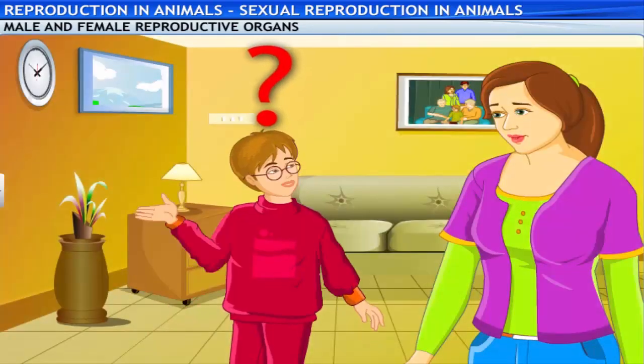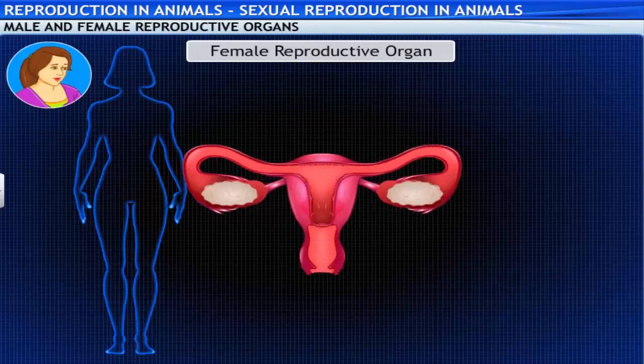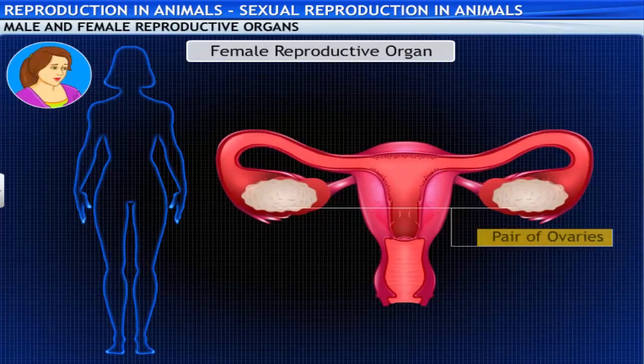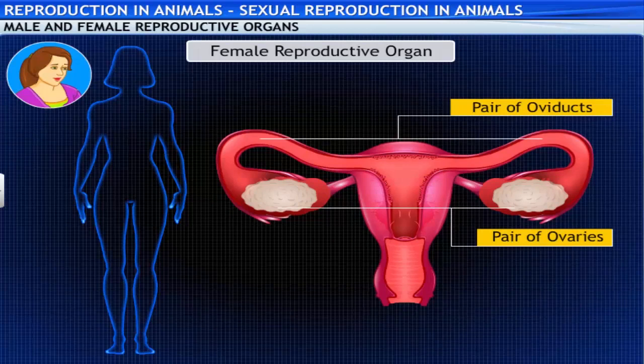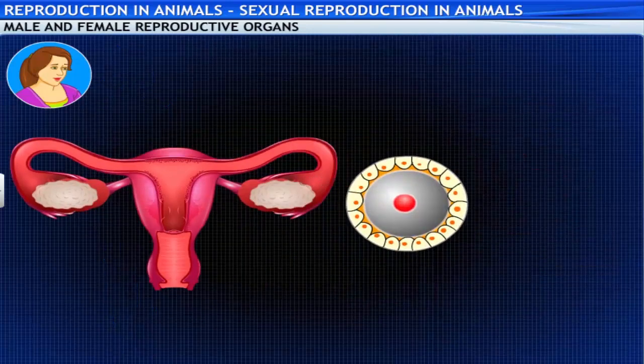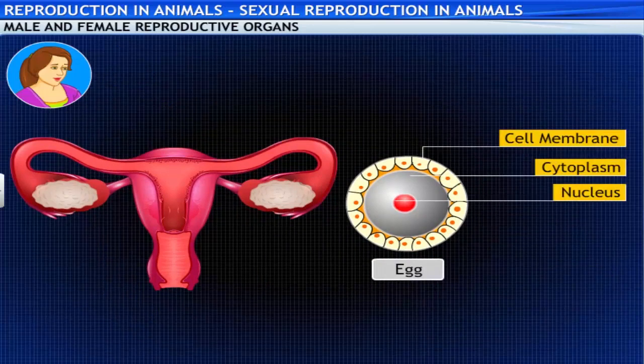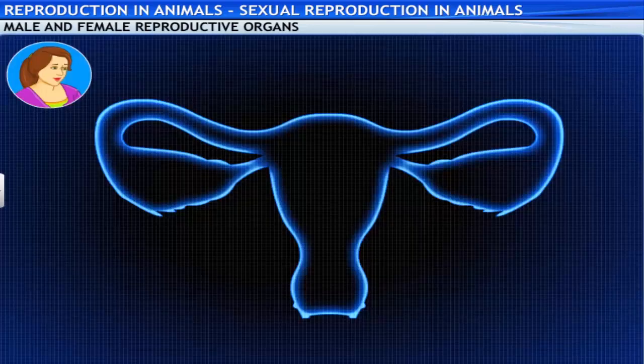And what about the females? Female reproductive organs consist of a pair of ovaries, two oviducts, which are also called fallopian tubes, and the uterus. The ovary produces female gametes that are called ova or eggs. Each egg is a single cell, just like a sperm. One of the ovaries releases a mature egg into the oviduct every month.